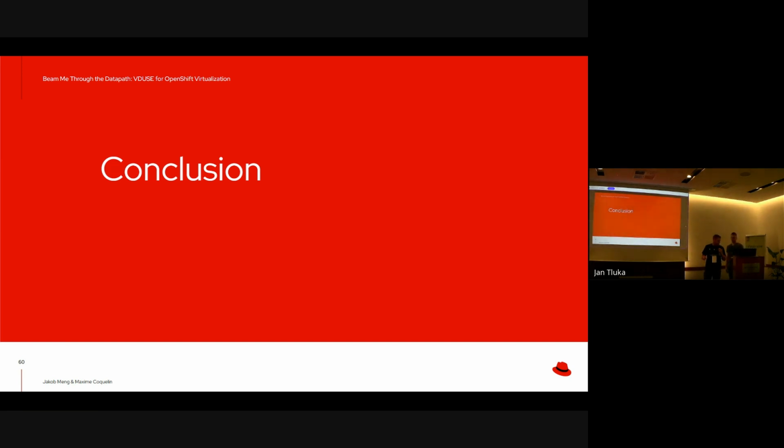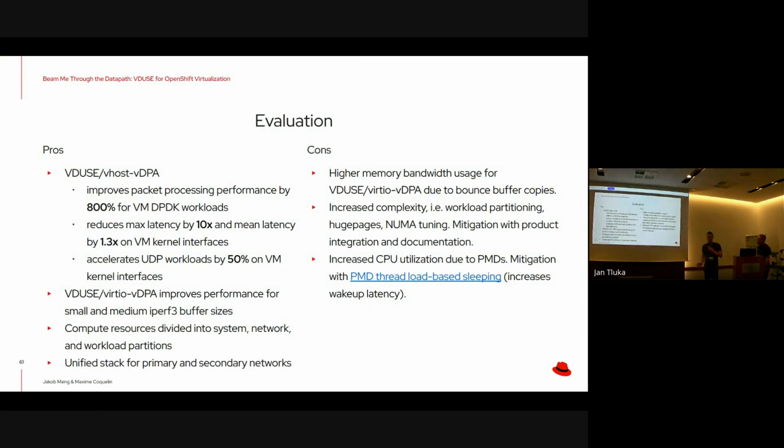I will now give the mic to Jakob for the conclusion. Yeah, so to sum up, hopefully you saw that our performance is pretty good for certain parts, but this comes at a cost, of course, which is complexity. It's more difficult to configure this stuff than just taking the default OpenShift.